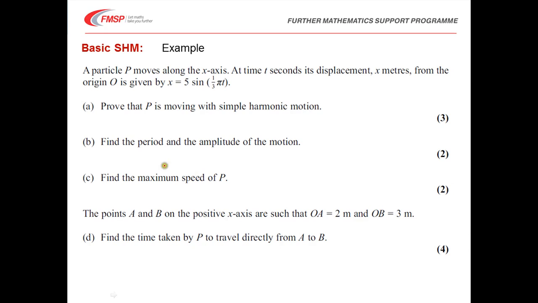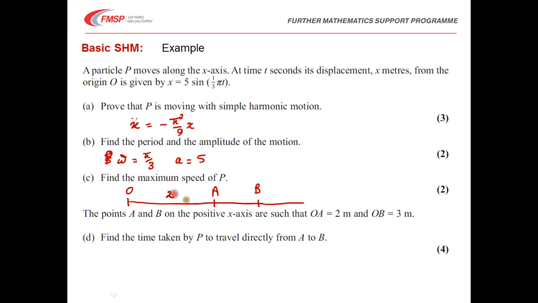Just finishing off the last little part of that question, so we've got our x double dot is minus pi squared over 9 x. Let's just write omega down as well. So omega was pi by 3, amplitude was 5, and then down at the bottom here, this last part of the question tells you points A and B are on the positive x-axis such that OA equals 2 meters and OB equals 3 meters. That's not necessarily at the amplitude of the motion, I've just shown it there. 2 meters and 3 meters.